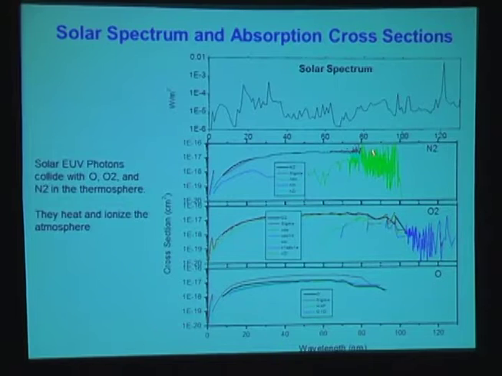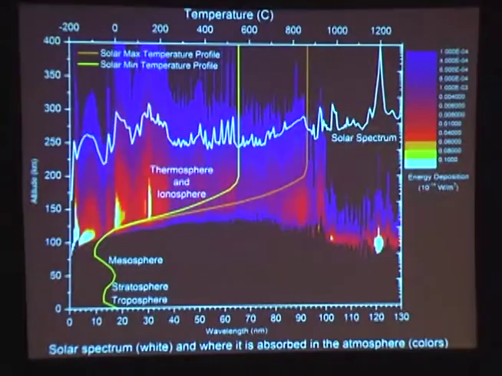So then, as Phil said, you combine this solar spectrum with all the cross sections of N2, O2, and O, and you can see here that the cross sections fall off at the short wavelengths and at the long wavelengths, but here in the middle, the cross sections are the largest. And so you combine that information with the atmospheric density, and you can get a measure of where in the atmosphere the solar EUV irradiance deposits its energy.